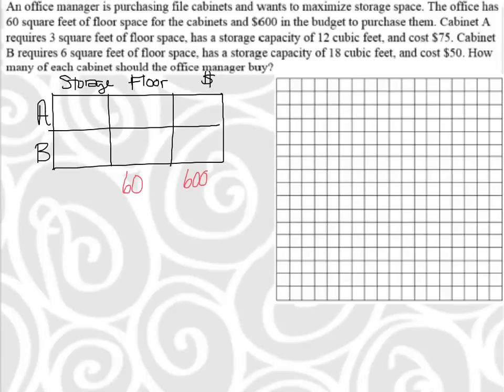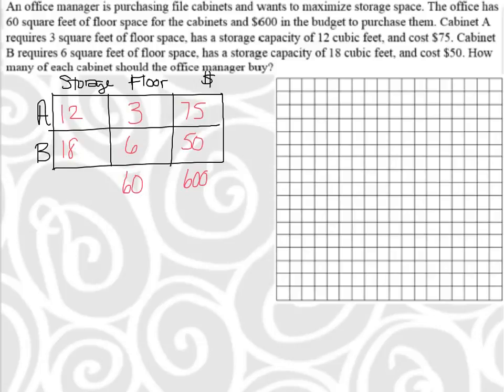Okay, so then it says cabinet A requires 3 square feet of floor space. So cabinet A, floor space, 3 square feet, and it has a storage capacity of 12 cubic feet. And it's going to cost $75. Cabinet B requires 6 square feet of floor space. It holds 18 cubic feet, and the cost is $50.